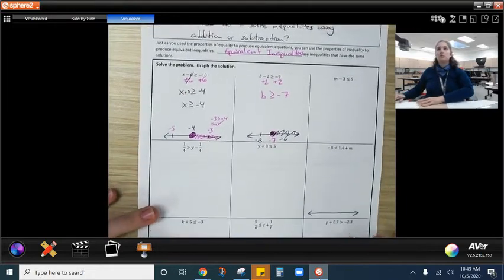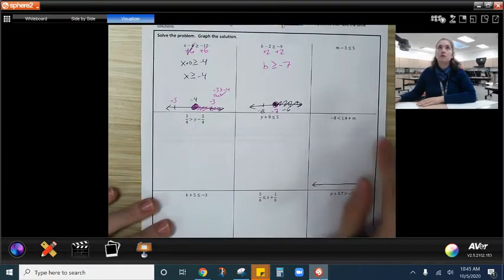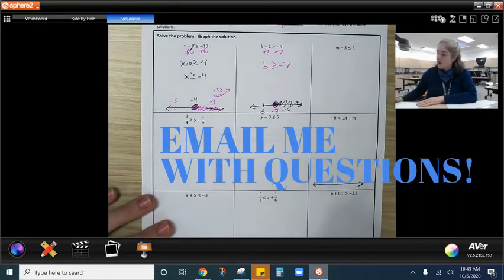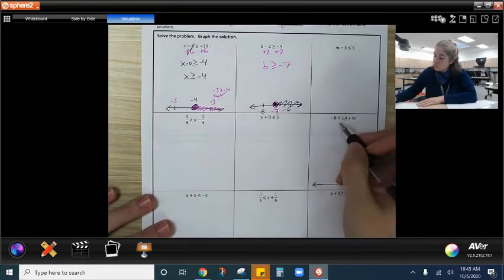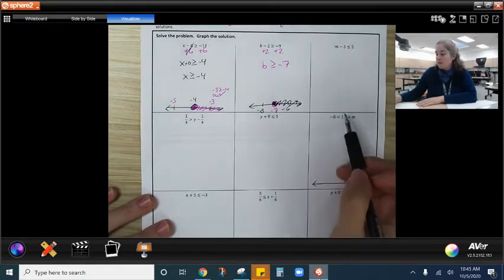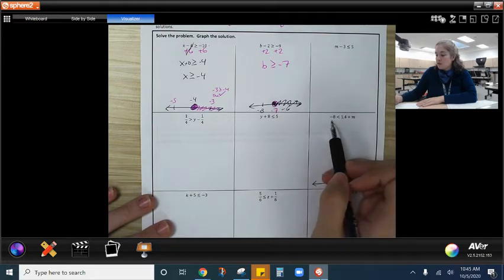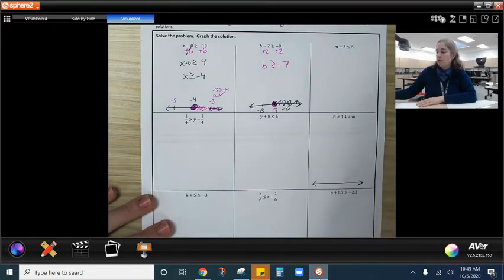So now I'm going to move the page. Let's take a look at some decimals. I know you prefer them over fractions. So we have 1.4 plus m, and this is greater than negative 8, or negative 8 is less than 1.4 plus m. However you want to say it, it's the same.